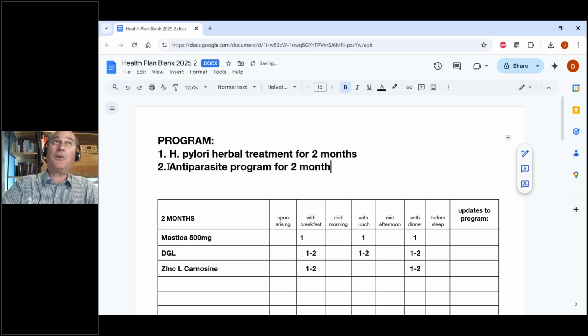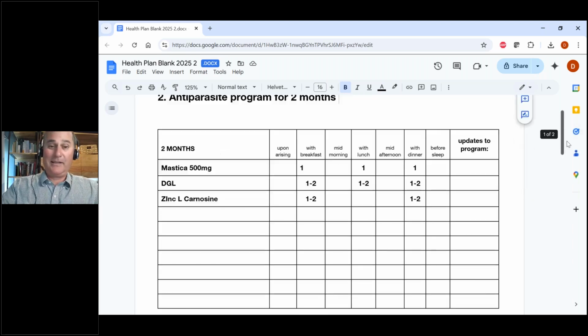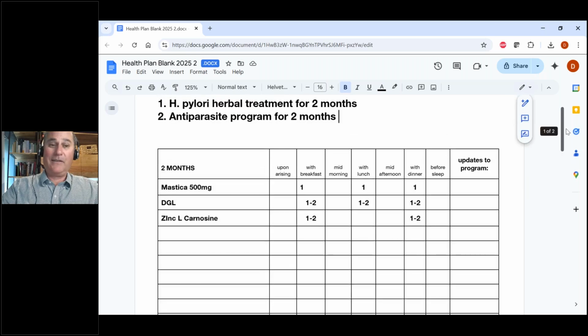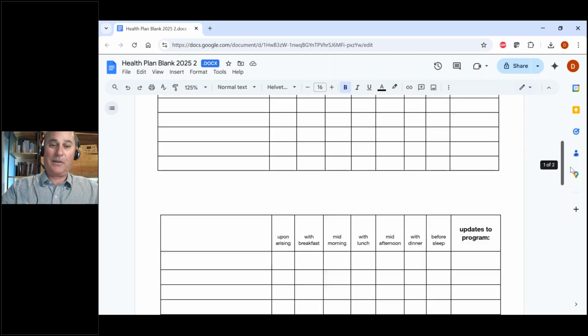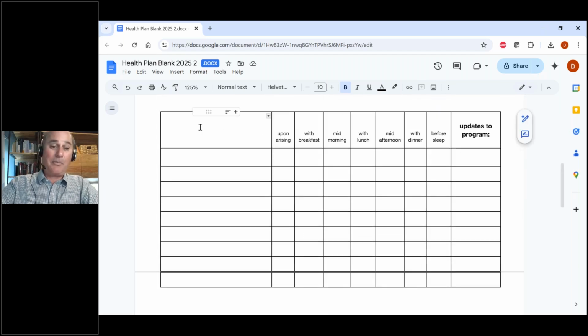For Entamoeba coli and Endolimax nana, I don't think anybody uses medications for those, so you don't even have to decide whether to use an antiparasitic drug or an herbal program. You would just do an herbal program for those two parasites. Neither of them are that hard to kill. So now you're done with the Mastica program. That's all been completed. Now you're going to do a separate 2-month anti-parasite program.